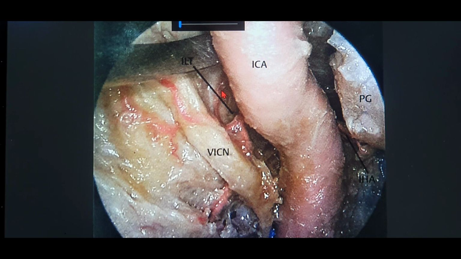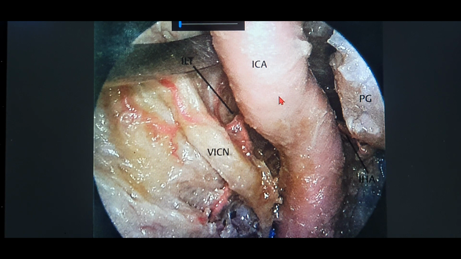That's the posterior limit up to which it can go. And basically, it is around the lateral wall as well. So it supplies the third, fourth, and the first division of the trigeminal nerve. So that's the supply of the posterior superior branch, as you can see.